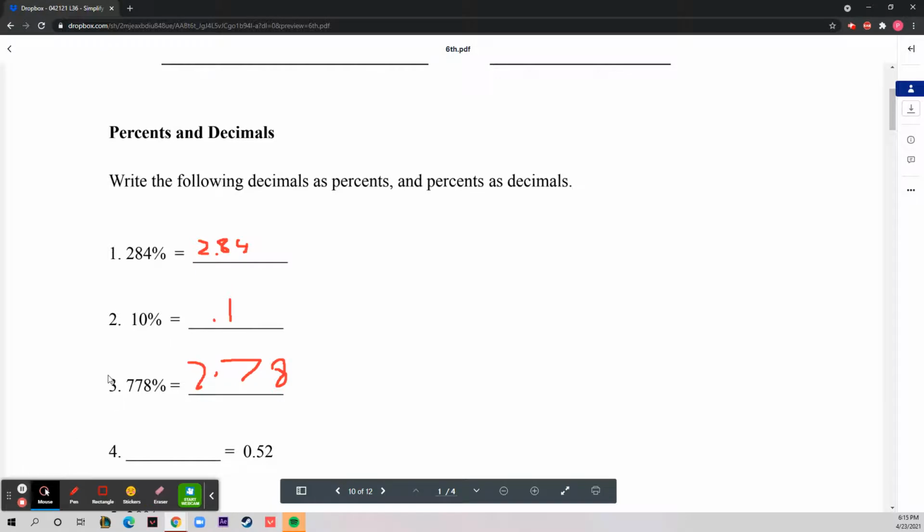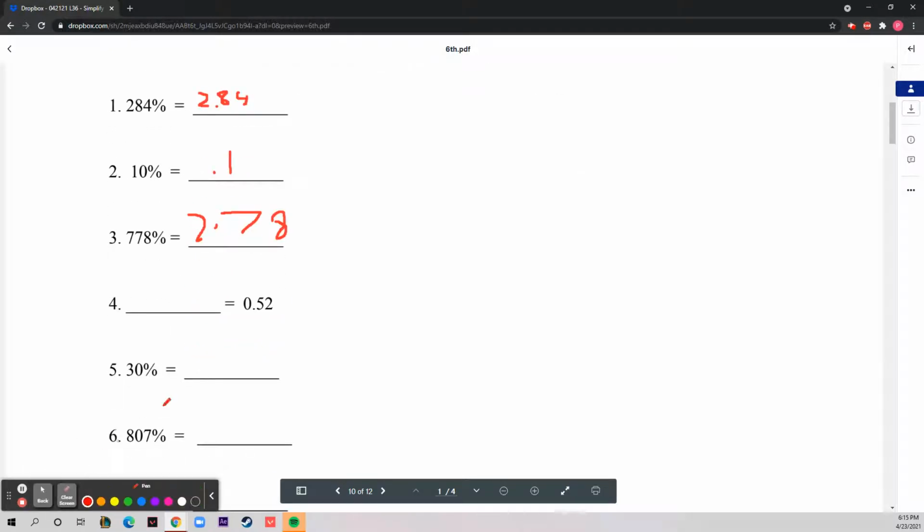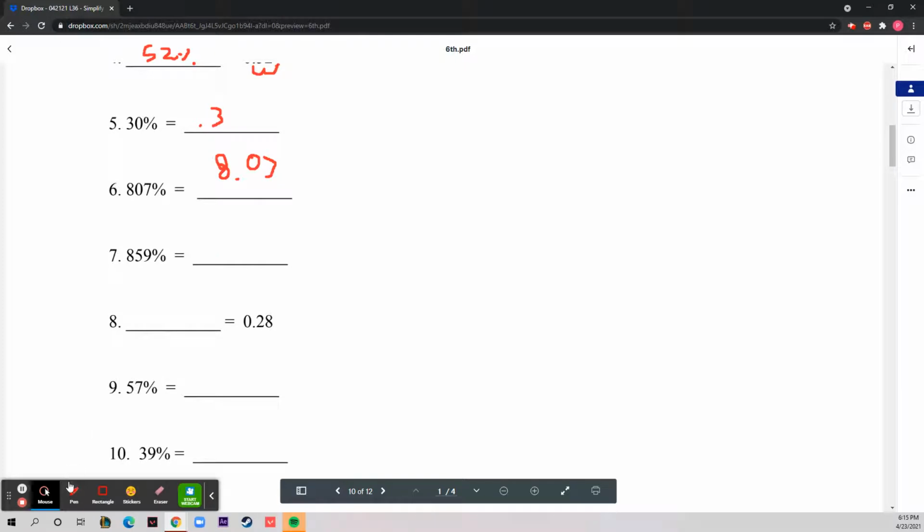Okay. Number 4, 0.52, what's the percent for 0.52? You just do the exact opposite thing. You multiply by 100, or you move the decimal 2 places to the right and then add a percent sign, so it's 52%. Okay, 0.3, 8.07, and so on and so forth. This one is easy. 0.28 is 28%.